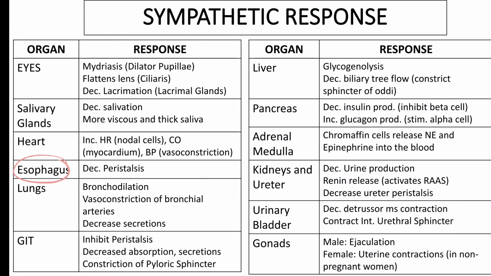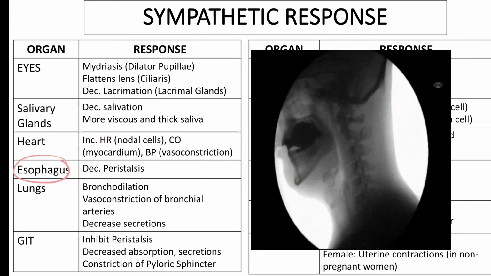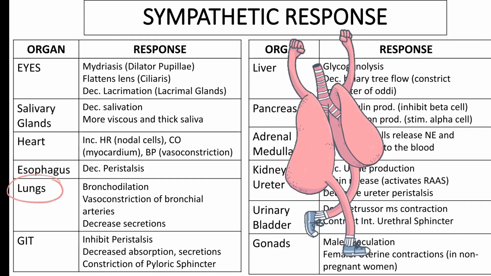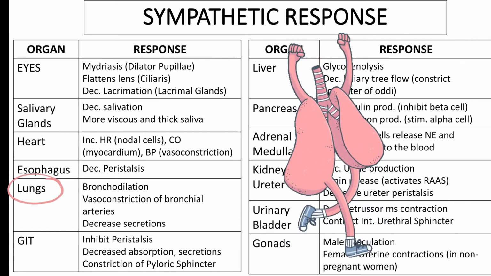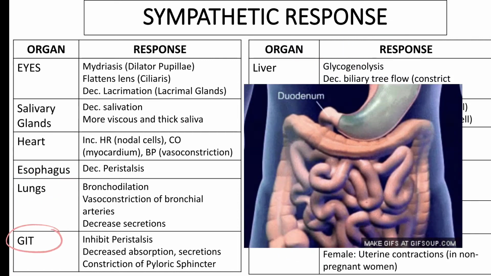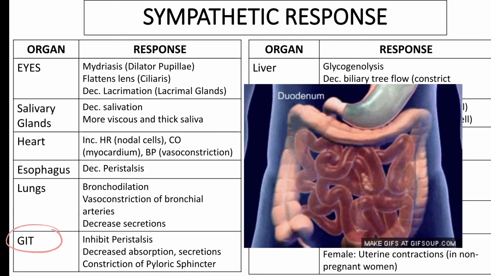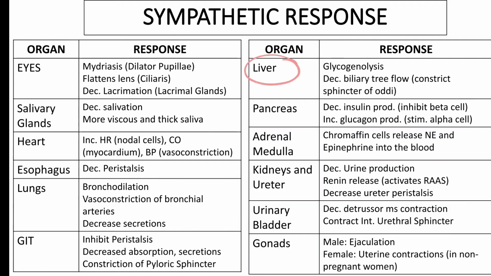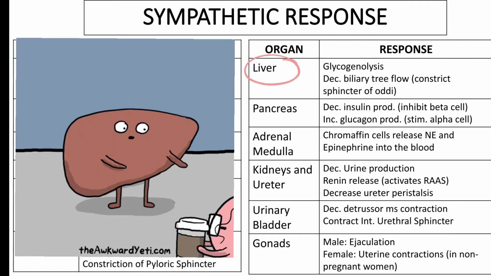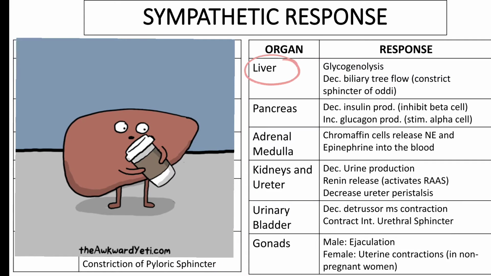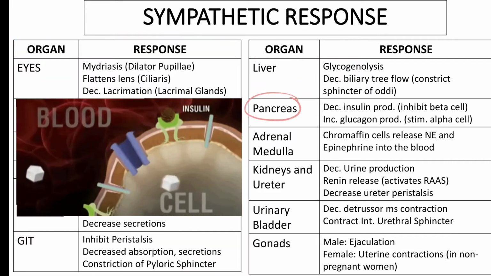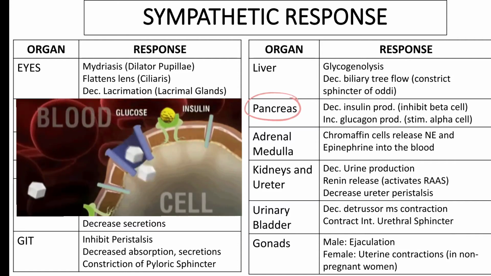For the esophagus, there is a decrease in peristalsis, allowing for slowing down of food passage to your GIT. For the lungs, there is bronchodilation and vasoconstriction of bronchial arteries, as well as a decrease in secretions. For the GIT itself, there is inhibition of peristalsis, decreased absorption, secretions, as well as constriction of the pyloric sphincter. For the liver, you have glycogenolysis, which allows for more glucose to be used by the body, as well as to decrease biliary tree flow. For the pancreas, there is decrease in insulin production, as well as increase in glucagon production.